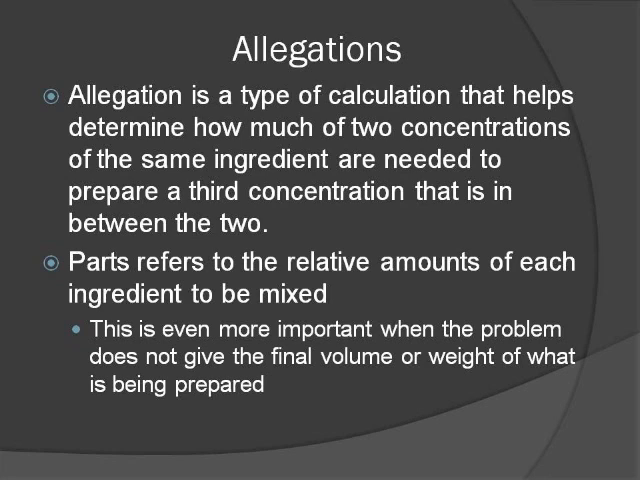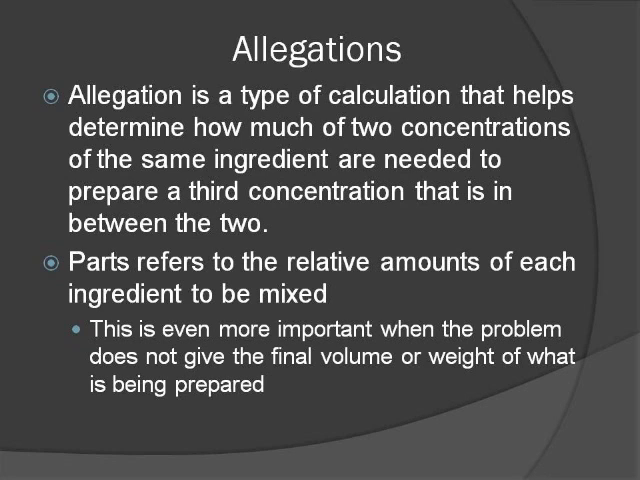Now, you'll hear the term parts, which refers to the relative amount of each ingredient to be mixed. It's even more important when the problem doesn't give you the final volume or weight of what's being prepared. And alligation is found in your calculations book in chapter 35.